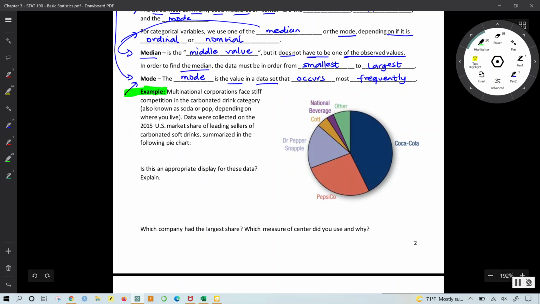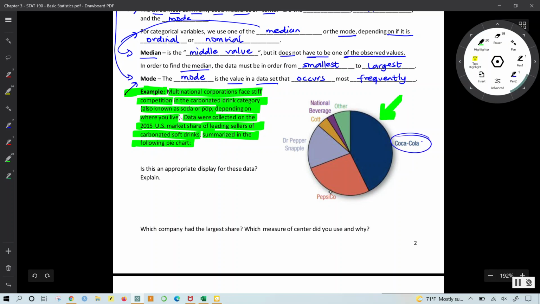In this example, we are told that multinational corporations face stiff competition in the carbonated drink category, also known as soda or pop, depending on where you live. Data were collected on the 2015 US market share of leading sellers of carbonated soft drinks, summarized in the following chart. And here is the chart.